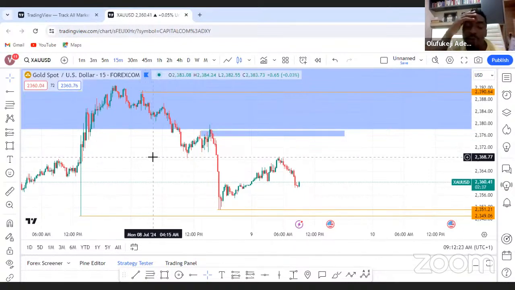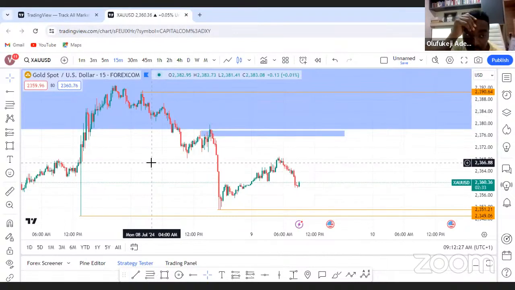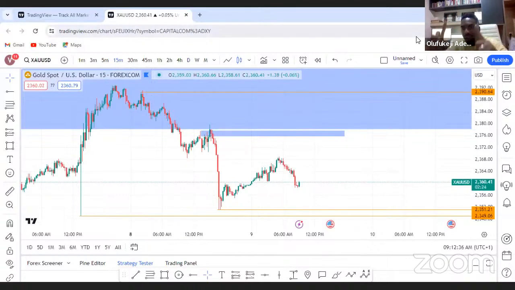But for now, gold is in no man's land. So just stay away from it. Mark those levels. You can put your sell limits there. But like I always say, anytime you want to trade gold, this is what you should look out for.